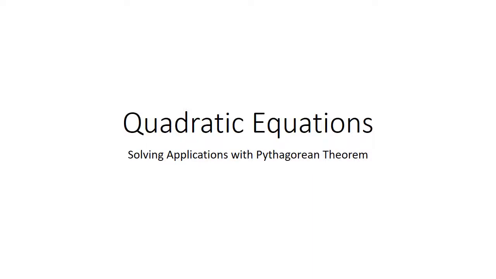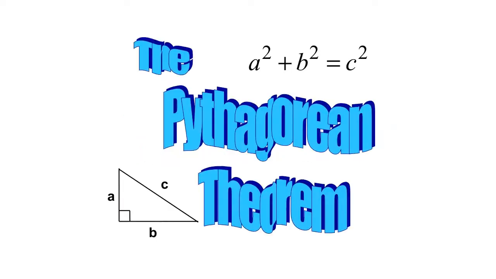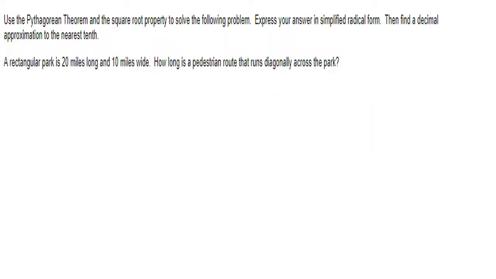Here's an example of solving applications or word problems with the Pythagorean theorem. If you recall, the Pythagorean theorem is a squared plus b squared equals c squared. It deals with a situation that's a right triangle. A and B are said to be the sides of the right triangle, and C is the diagonal side, also called the hypotenuse.